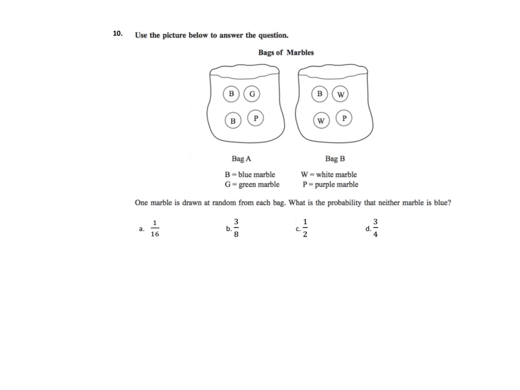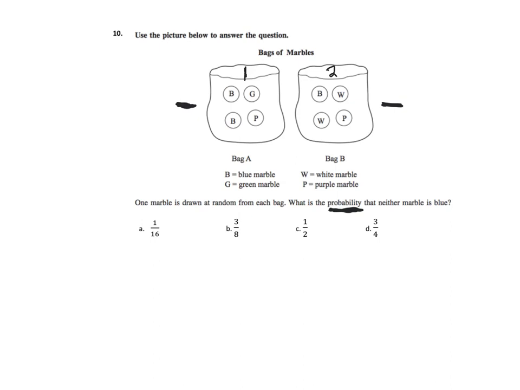Number 10 says, use the picture to answer the question. One marble is drawn at random from each bag. What is the probability, clue word, we are going to need a fraction, that neither marble is blue? So since we have two different bags, we're going to need two different probabilities. So we have a probability over here and a probability over here. So we're looking for the probability that it is not blue. So we are looking in each bag to figure out how many are not blue. In bag 1, we'll label this 1, and this one 2.